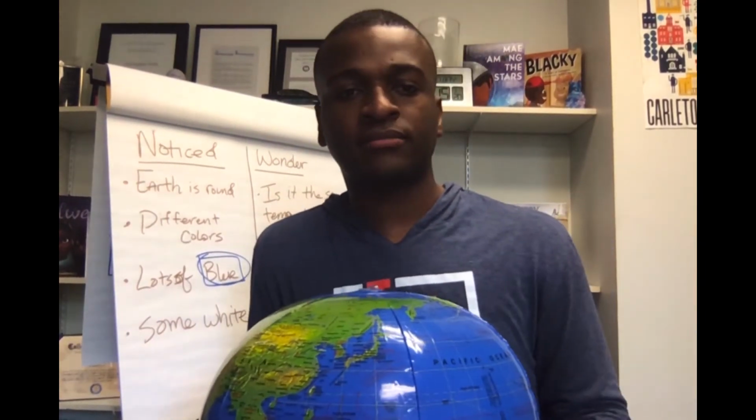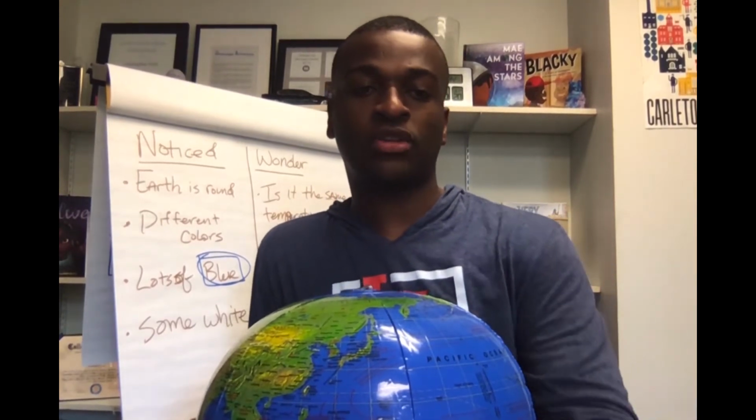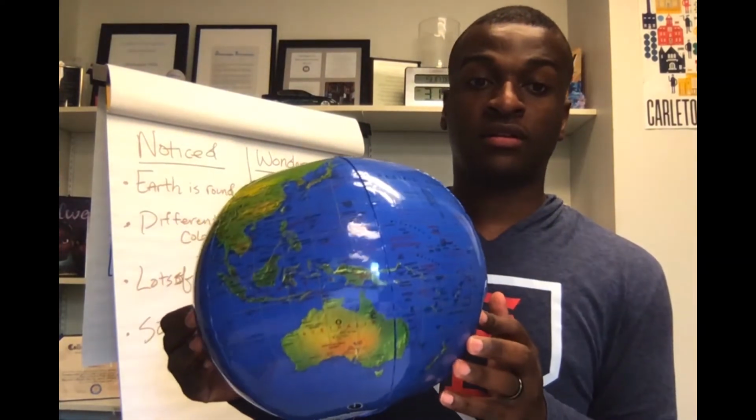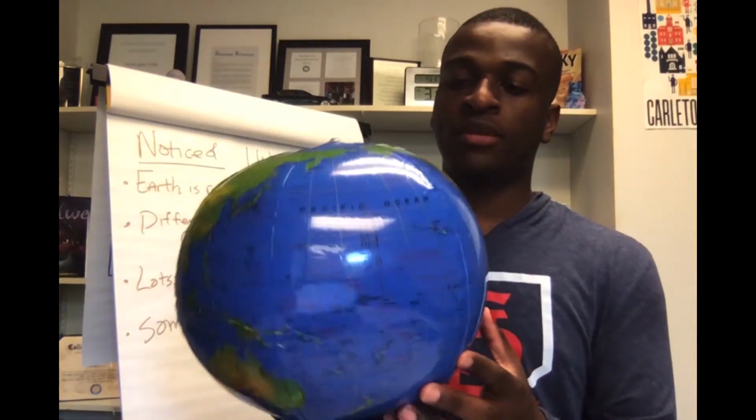So let's think about it. Today we're going to try to understand what makes up the Earth's surface and show them on this globe. This is our model for the Earth, and we can use this model to describe and observe the patterns on Earth. So we're going to play a game.